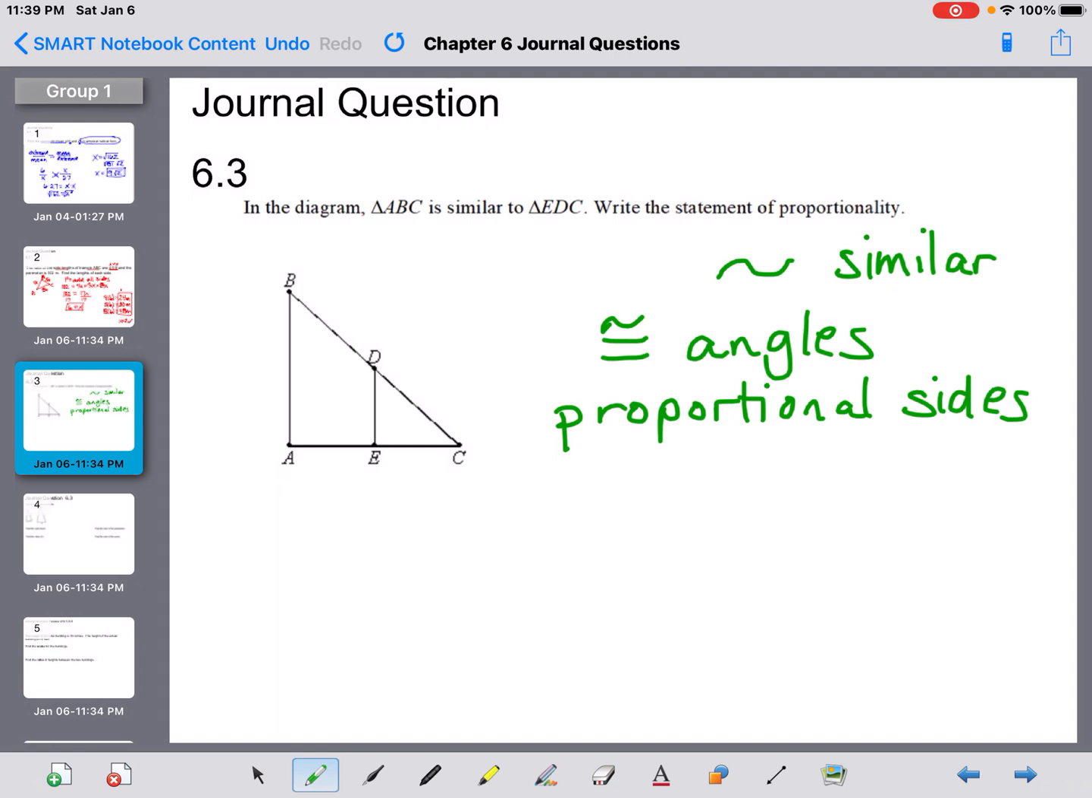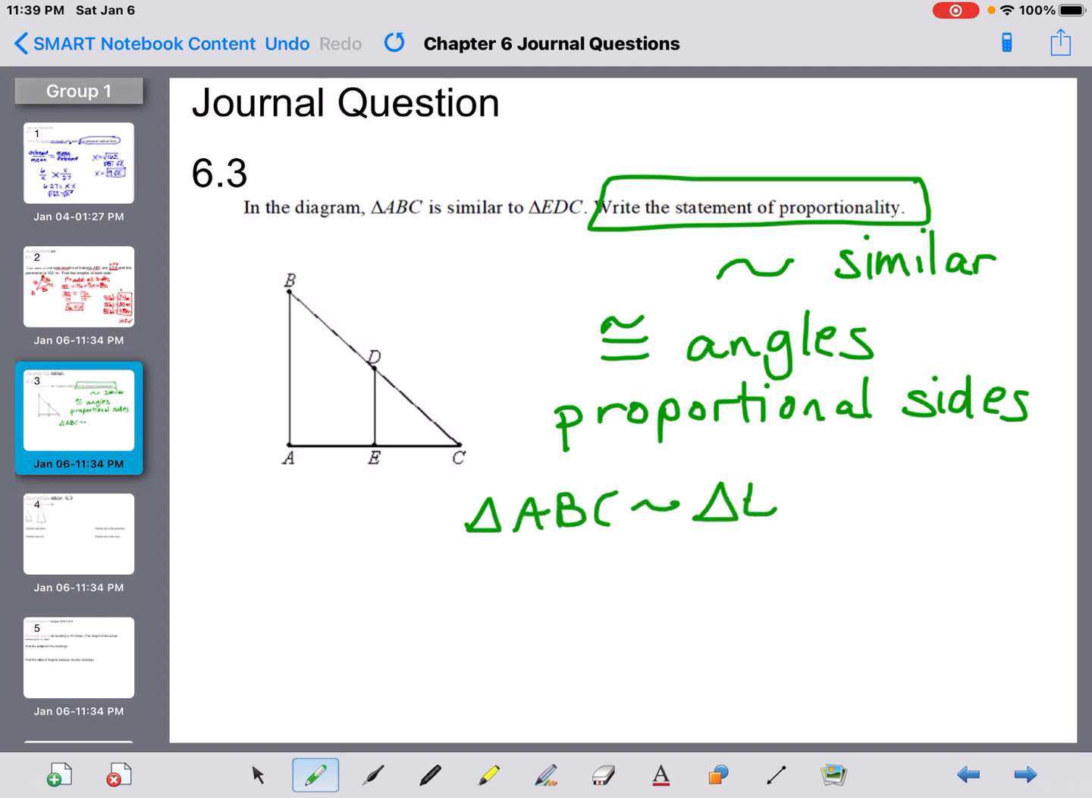Now it says in this diagram, triangle ABC is similar to EDC, and it's our job to write the statement of proportionality. It's probably best if we write the similarity statement first, which is triangle ABC is similar to triangle EDC. And when it says statement of proportionality, that's talking about the sides of the triangle. Because our sides are proportional, we're going to make a proportion, and that's why you see that proportionality there, the statement of proportionality.